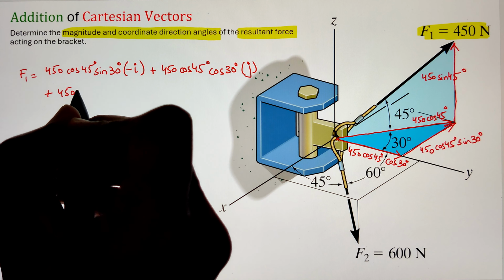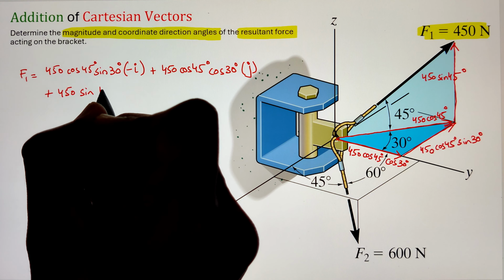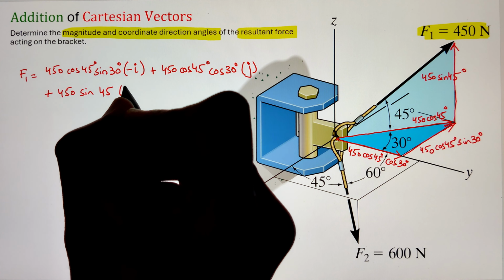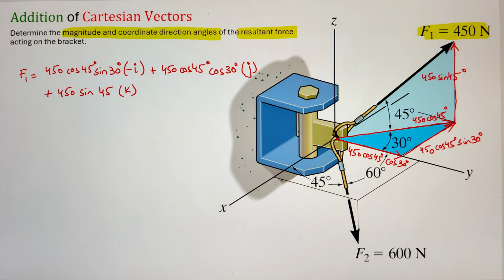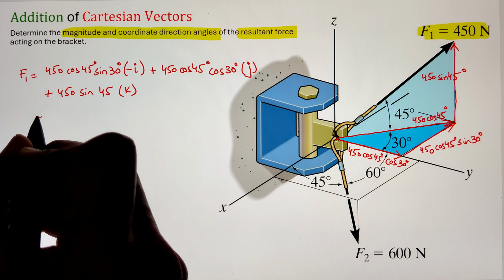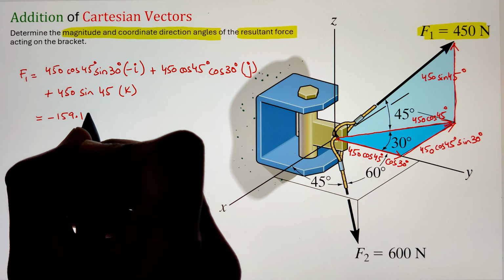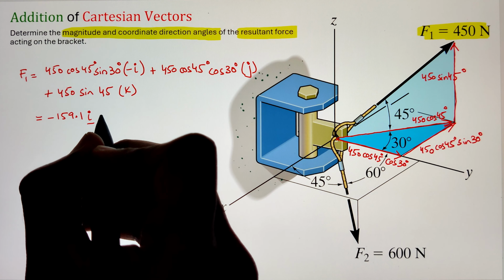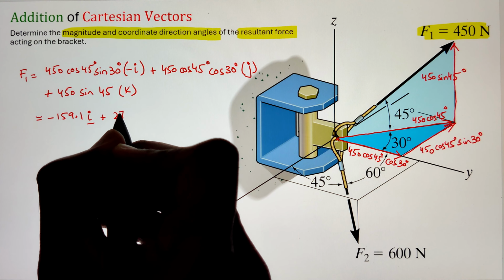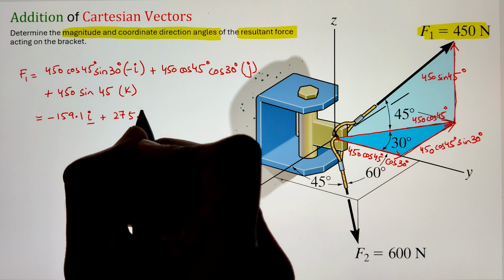positive k. Now simplifying gives us these values as negative 159.1 i plus 275.5 j and plus 318.2 k. Next, we have a force F2 of 600 Newton.